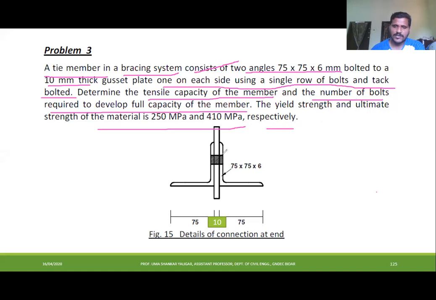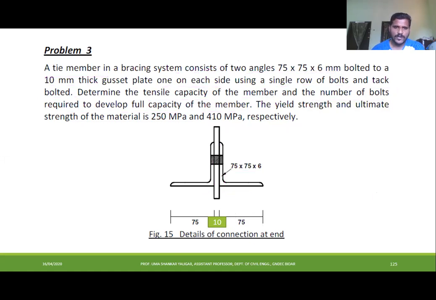Another thing is that you have two angles, which are connected back to back to your gusset plate. The angle section is 75 by 75 by 6, and this is your outstanding leg, 75 by 75, and this is the connecting leg, 75 by 75. It is an equal angle. And this gusset plate is 10 mm. This is the connection we have. Now we will do it one by one.